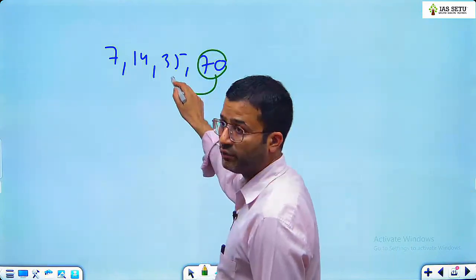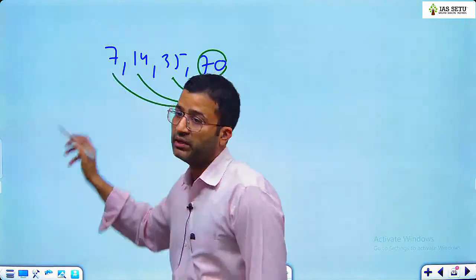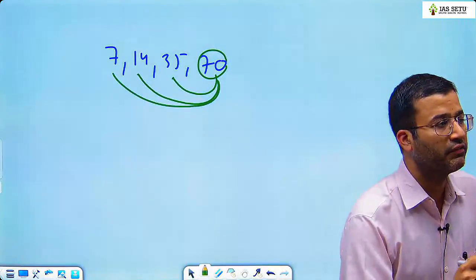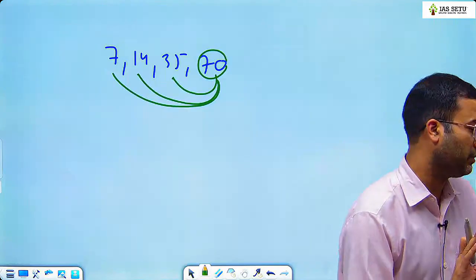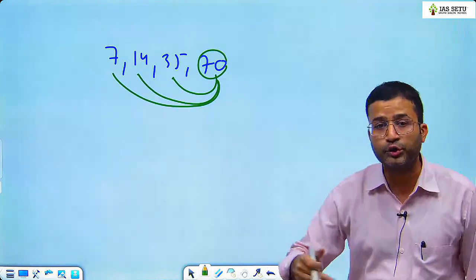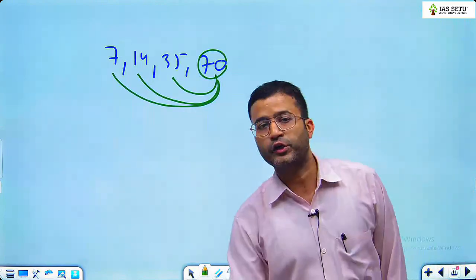70 is a multiple of 35, 70 is a multiple of 14, 70 is a multiple of 7. So here what is the LCM of 7, 14, 35, 70? 70 itself. And I tell you not only to observe this, you have to use it also. If you will use it, you can save your time.